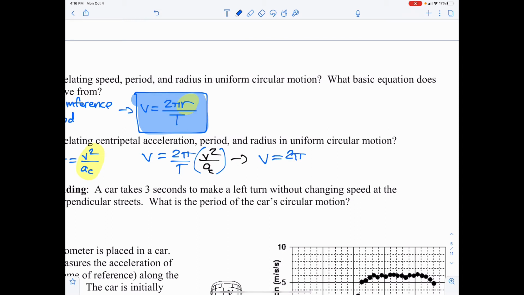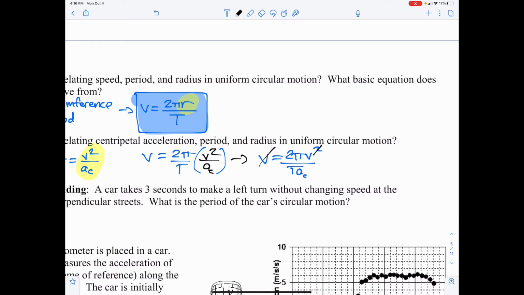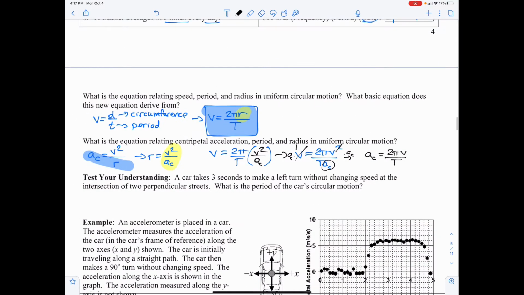v equals 2 pi v squared over T times a sub c. Now you have v on one side, v squared on the other. They're the same v, so that effectively cancels, and that leaves you with the number 1 on the left side. So what I can do is multiply both sides by a sub c, and we end up with a sub c is equal to 2 pi times the speed over the period. So we've got velocity is equal to 2 pi times the radius over the period. The acceleration is 2 pi times the speed over the period. Very similar equations.